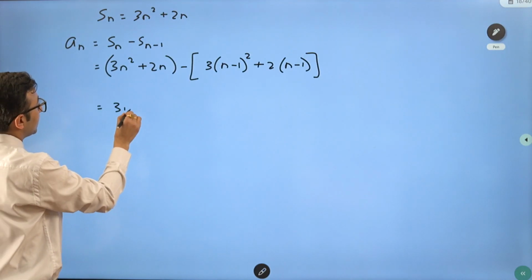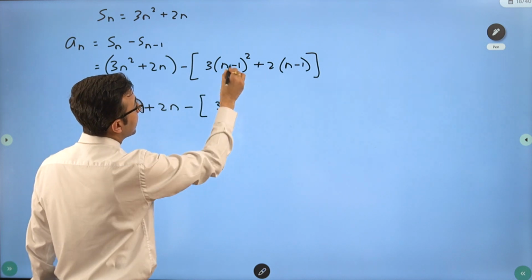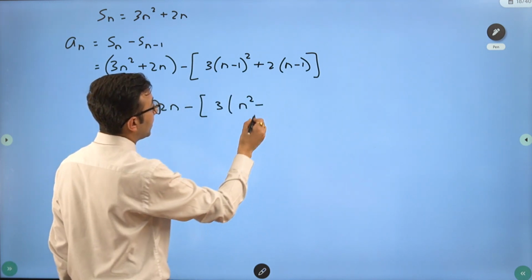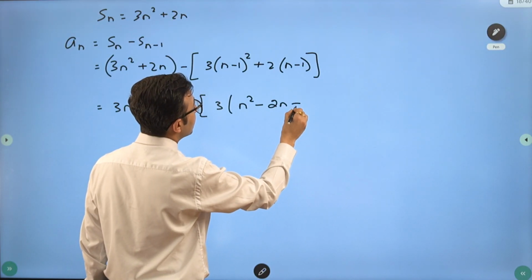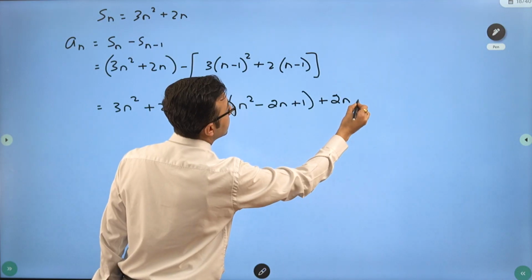This is equal to 3n square plus 2n minus, here 3 times a minus b whole square: a square minus 2ab plus b square, so n square minus double of n into 1, that is 2n, plus 1 square is 1, plus 2 into n is 2n, plus 2 into minus 1 is minus 2.